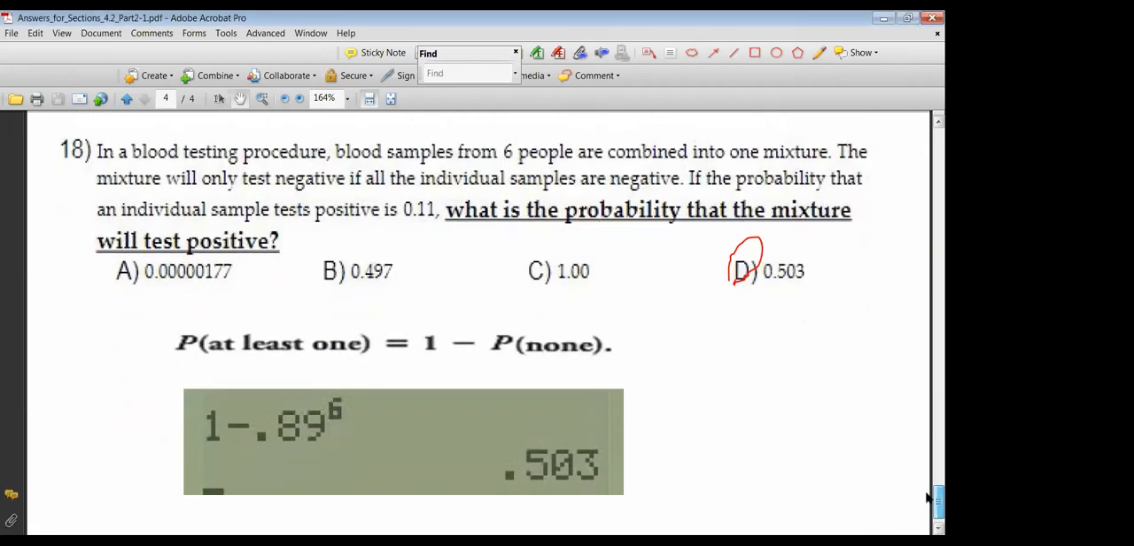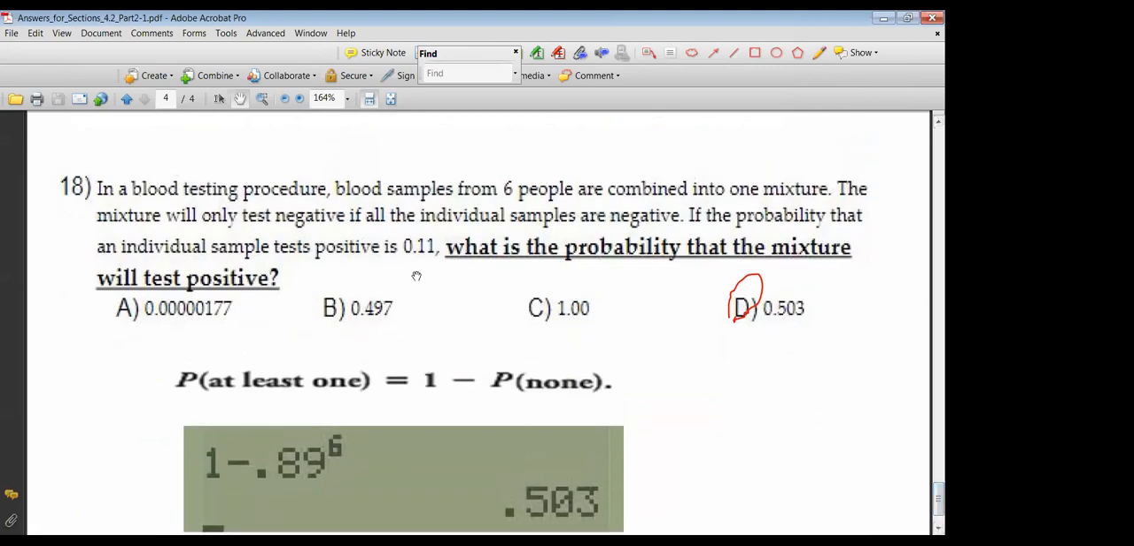All right, here's another one where we're given percentages. I like percentages. Well, it's not even a percentage, it's a decimal, but a decimal in reality can be expressed as a percentage. He's not giving me raw counts here. I've got six people and I combine their blood samples into one mixture. It'll test negative if all of them are negative. If one or more are positive, the mixture is going to test positive.